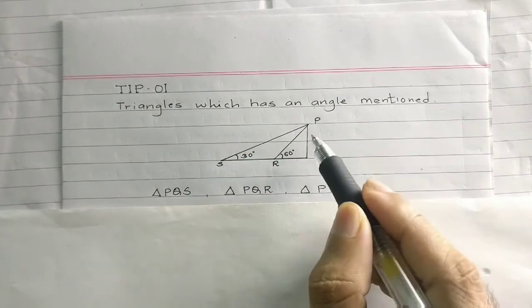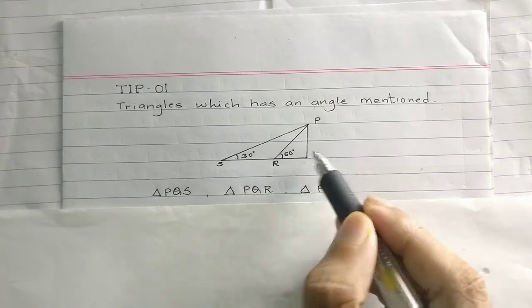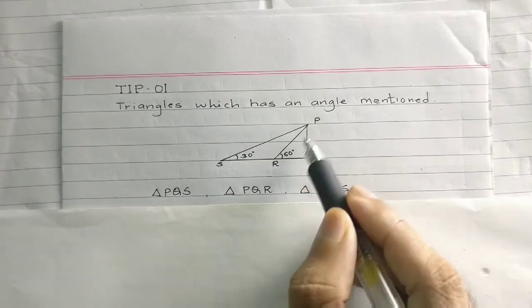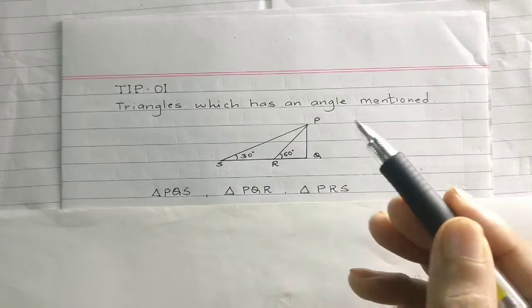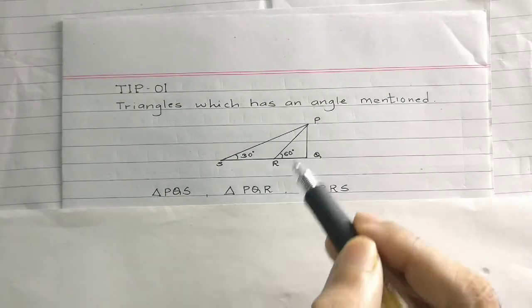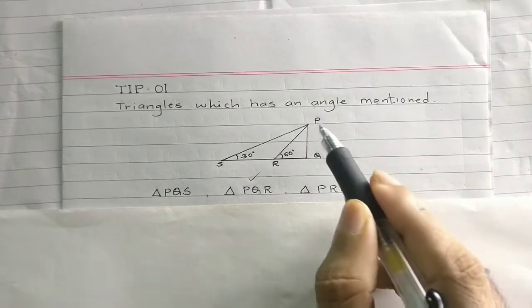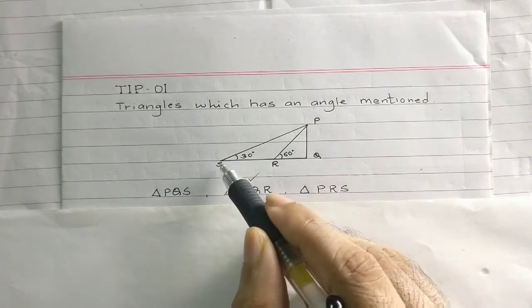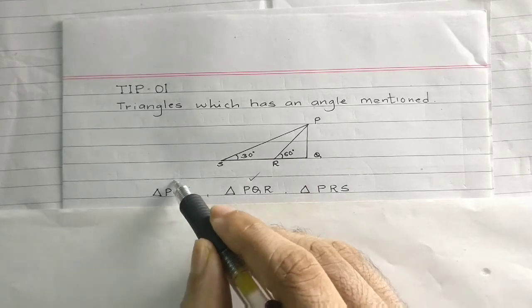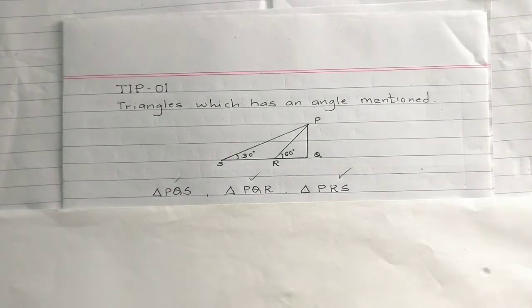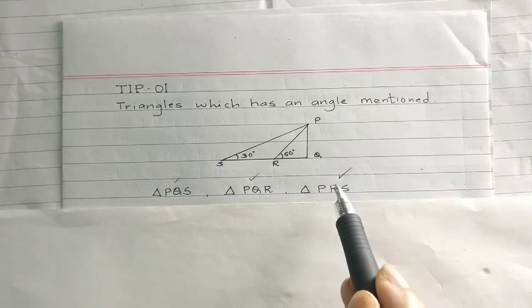So over here the triangles would be PQS is also there, and then so I'll choose PQR, okay, and PRS. So I can choose either this one or this one. For time being, let us choose both.